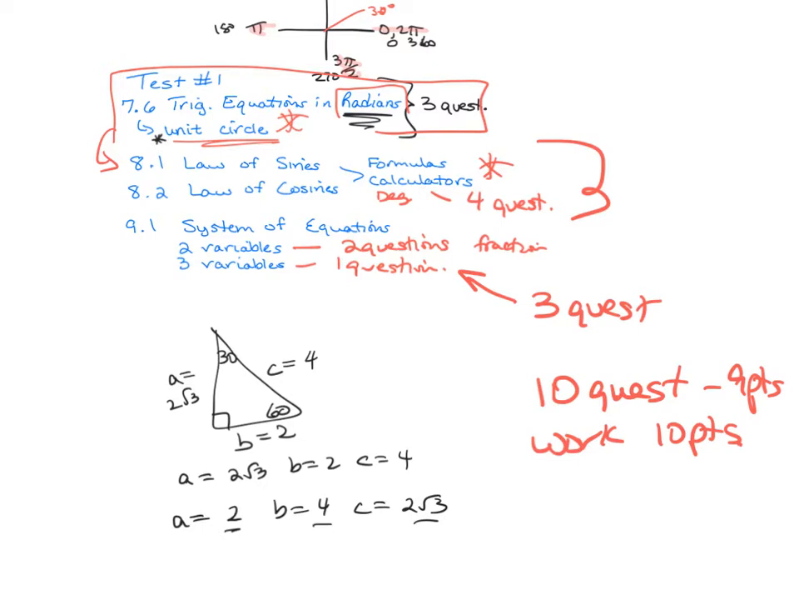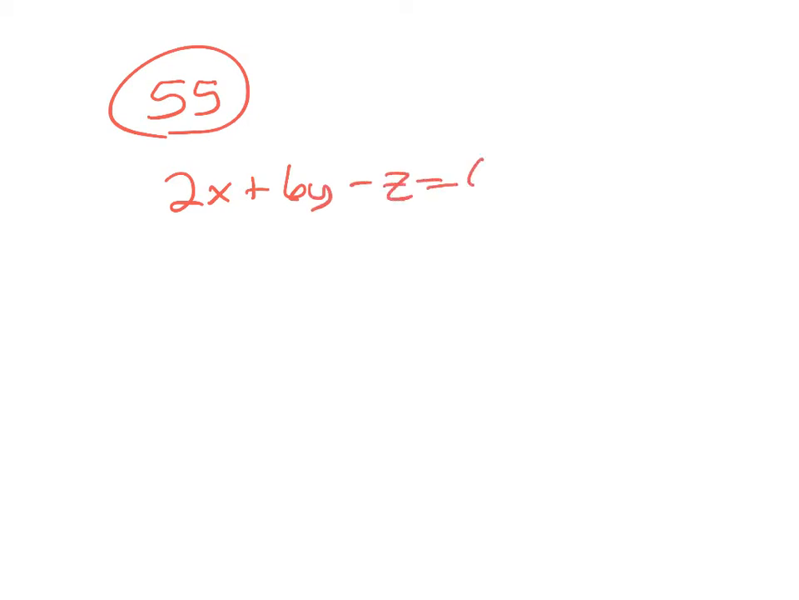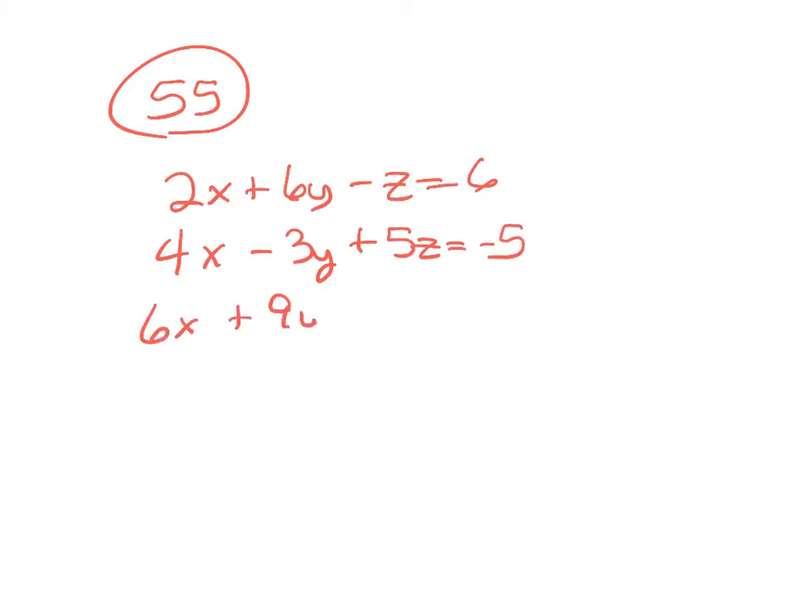Miss Corey? Yes. Go over question 55 on 9-1B. Okay, all right, so number 55. This was 3 unknowns: 2x plus 6y minus z equals 6, and 4x minus 3y plus 5z equals -5, 6x plus 9y minus 2z equals 11.